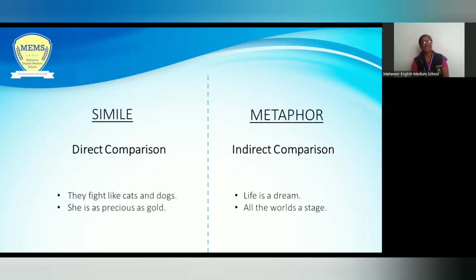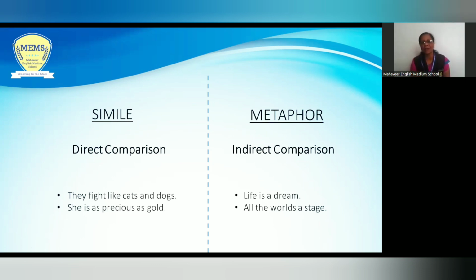We come to the next, metaphor, M-E-T-A-P-H-O-R. In this type of figure of speech, the comparison is made between two different objects. But here it is termed indirect comparison. Why is it indirect comparison? Because comparison is there, but it is without as, without like, and without so. So it is considered indirect comparison.